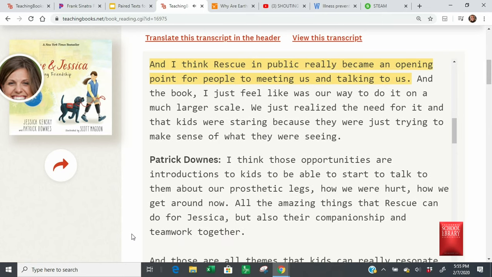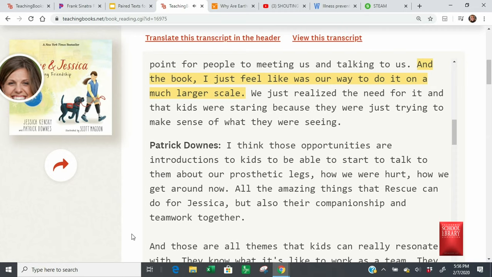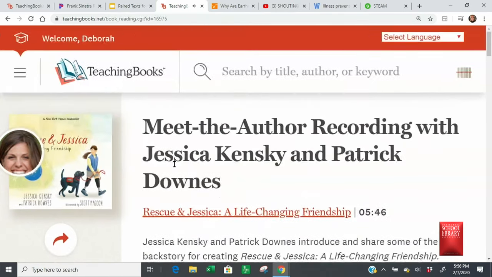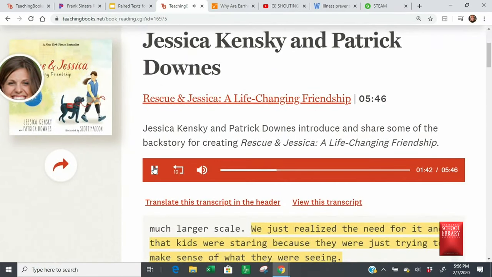And I think Rescue in public really became an opening point for people to meet us and talk to us. And the book, I just feel like, was our way to do it on a much larger scale. We just realized the need for it, and that kids were staring because they were just trying to make sense of what they saw. So that's just a piece of that Meet the Author reading, which is only 5 minutes.